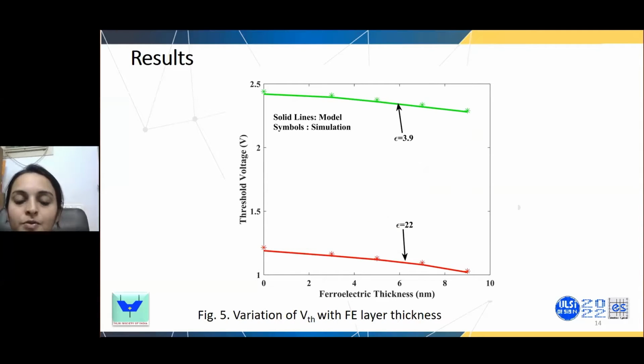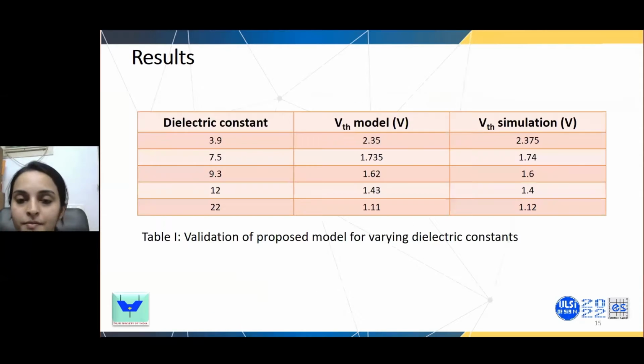And this figure shows the variation of threshold voltage with Fe layer thickness for a high K and a low K material. As the thickness increases, the threshold voltage decreases, because the reason is the same thing. The reason is the voltage amplification itself. As the Fe layer thickness increases, the voltage amplification will be more. As a result, the threshold voltage will be less. Here also you can see a good agreement with the simulation results.